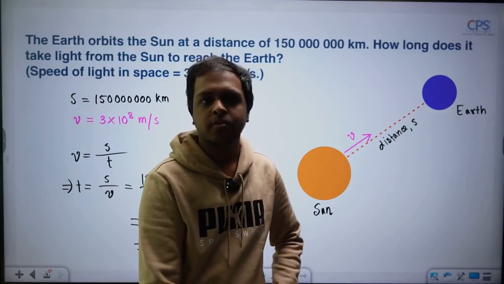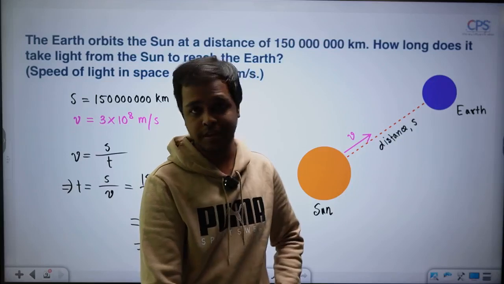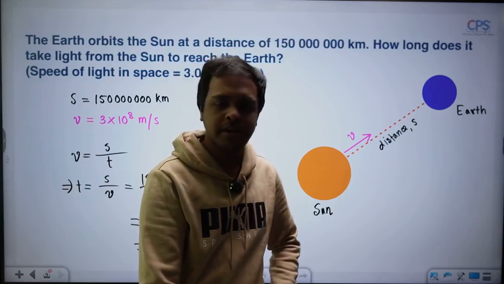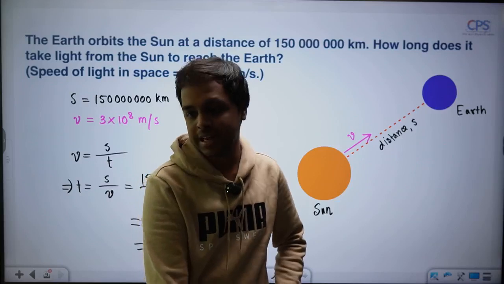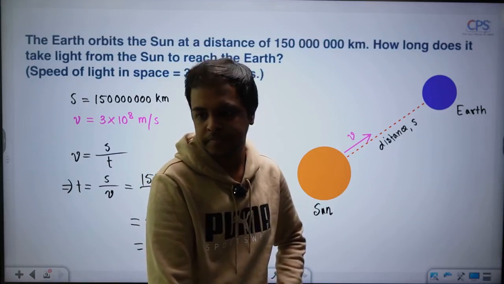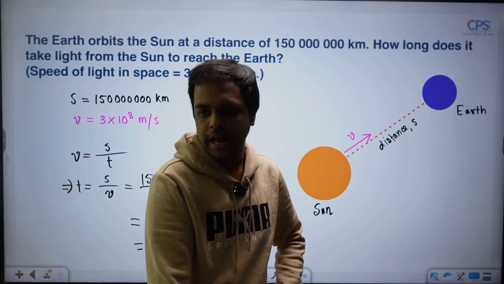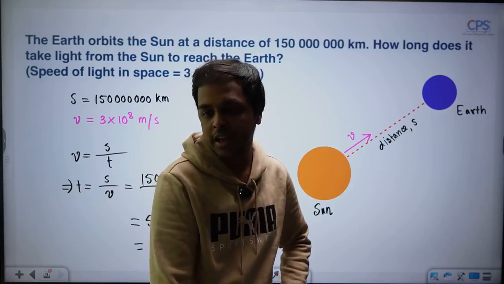In the first lecture, we have just covered scalars and vectors, not fully though. We have covered the applications or the examples of distance, displacement, velocity and speed.